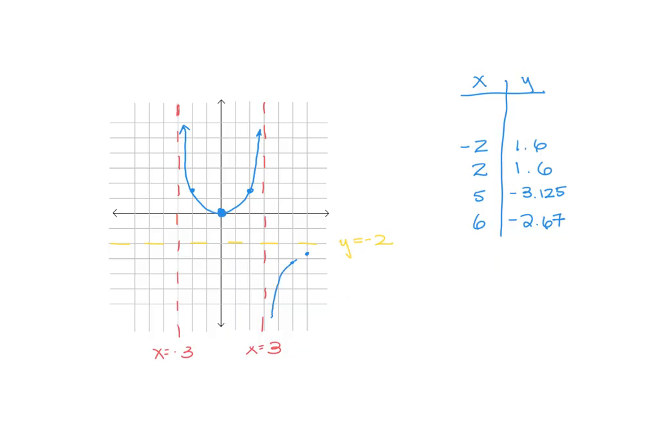And because this is an even function, if you go back and look at the other ones, we're going to see the same thing for -5 is -3.125. And -6, we're also going to see that -2.67. And so if we go ahead and plot those, we're going to be over here and here. And we can go ahead and draw.